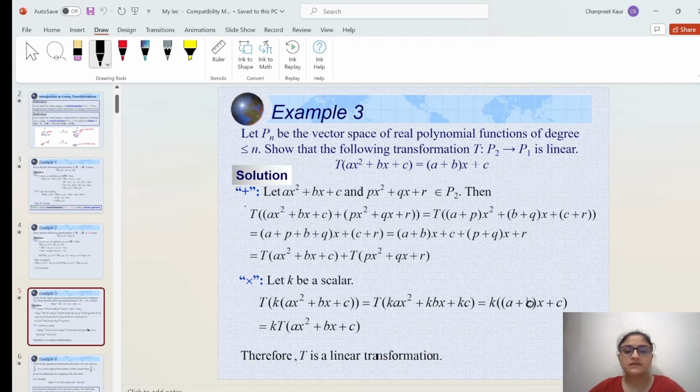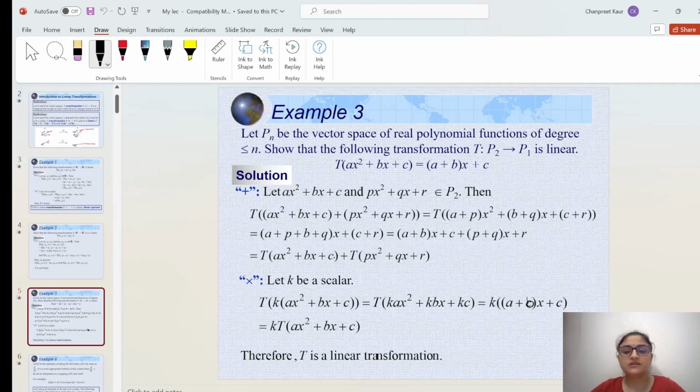So under the vector addition, we find T applied to ax square plus bx plus c plus the other polynomial px square plus qx plus r. So we are adding them as we add any two real polynomials. Simple polynomial addition is applied here. So under the action of T, let's look at the action of T on this polynomial. Simply we are adding the coefficients of the quadratic and linear term here, multiplying it with x, and the constant term c plus r is kept as it is.